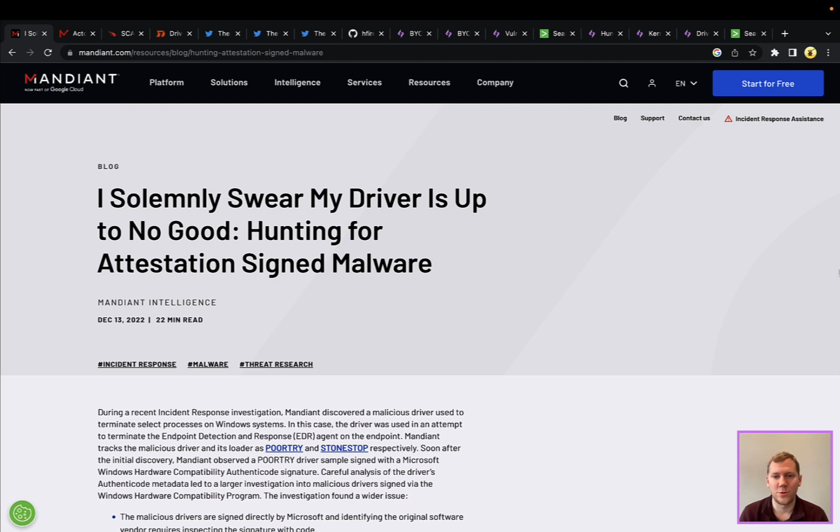Oftentimes these vulnerable drivers can be abused to gain remote code execution, to kill processes, to really get at that higher level privilege that you're not going to have ordinarily on a system. So by bringing your own vulnerable driver, a threat actor can exploit that vulnerability to gain additional access. Another way that we've seen this commonly used is to bypass EDRs or unhook them, or to really limit the amount of visibility that you're going to have, as there is less kernel level logging on an operating system.